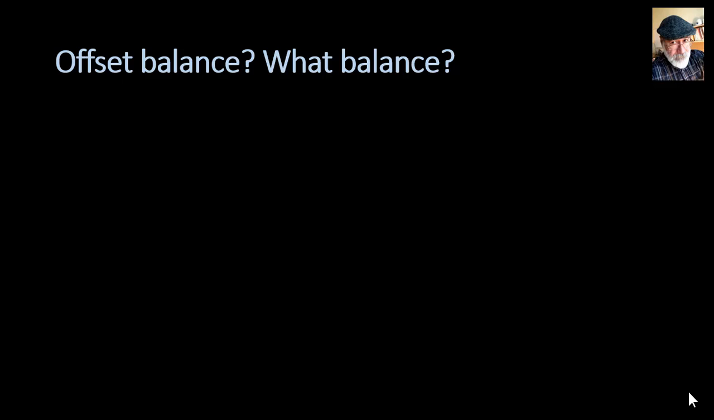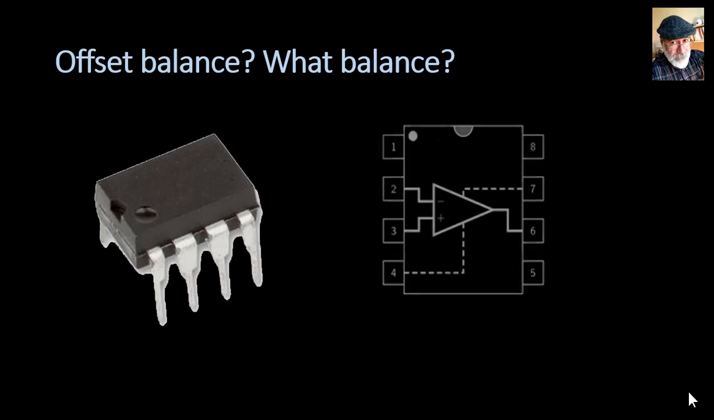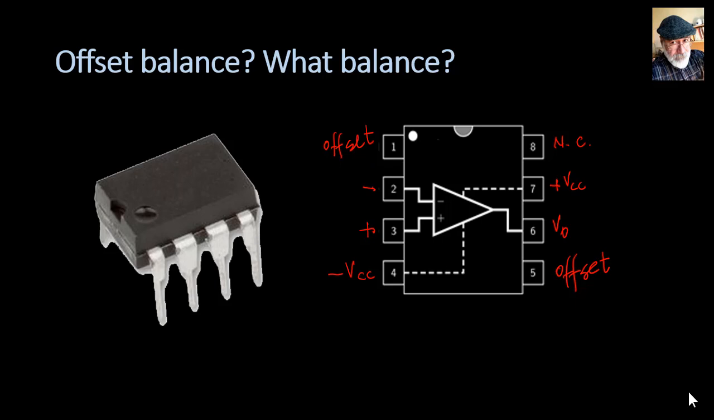To complete this lecture, I have to talk about offset balance. Balance of what? This is the case of a TL081, one of my favorite op-amps. We identify what the pins are and see that it's not connected to anything. The power supply is connected between pin 7 and pin 4. The inputs are pin 2 and pin 3, and the output is pin 6. What are the other two?